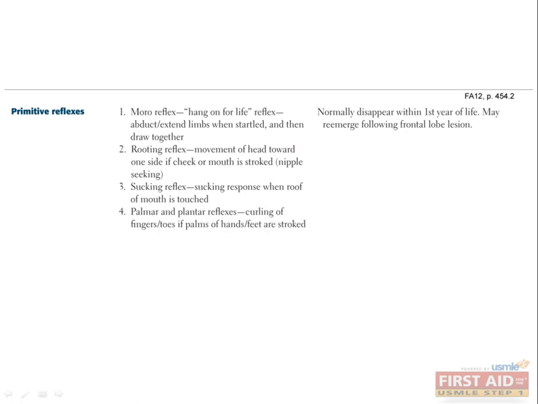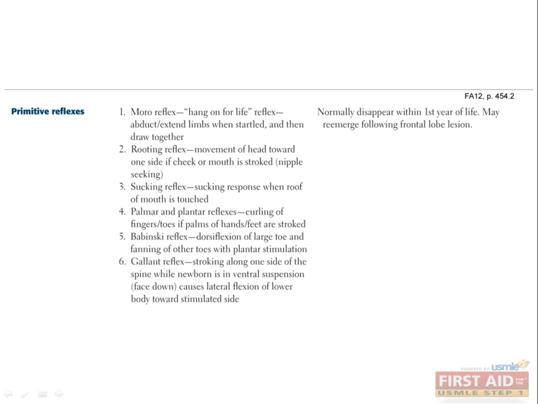We also have palmar and plantar reflexes. When stroking the baby's hand, it will grasp your fingers tightly and can even sometimes pull themselves up. This disappears around 6 months of age. As we've mentioned, the Babinski reflex is an upgoing big toe with plantar stimulation, normal until about a year of age. And the Galant reflex is less commonly tested. It involves lateral flexion of the lower body toward the side of the spine that you are stroking.